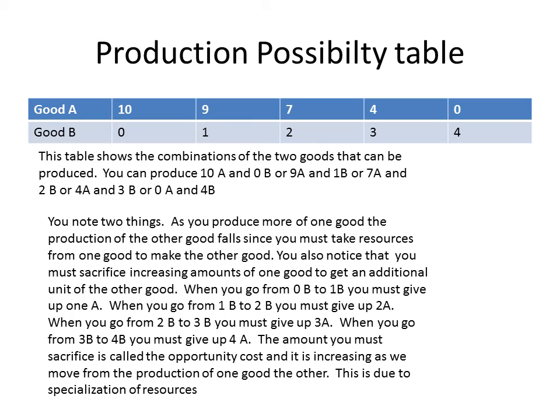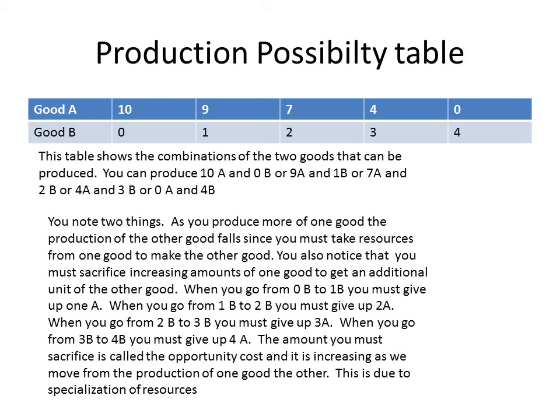You know two things. As you produce more of one good, the production of the other good falls, since you must take resources from one good to the other good. You also notice that you must sacrifice increasing amounts of one good to get an additional unit of the other good. When you go from 0B to 1B, you must give up 1A. When you go from 1B to 2B, you must give up 2A. When you go from 2B to 3B, you must give up 3A, and when you go from 3B to 4B, you must give up 4A.